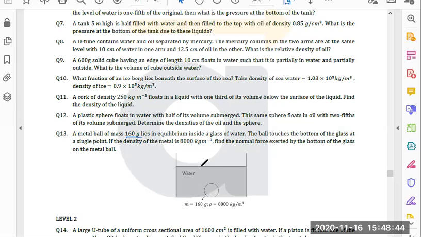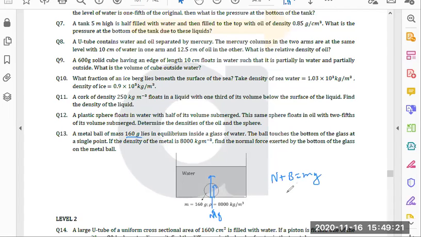Now, a metal ball of 160 gram lies in equilibrium inside a glass of water. The ball touches the bottom of the glass at a single point. If the density of metal is given, find the normal force exerted. So we know that mg will be in the downward direction, right? And then the upward force will be what? Buoyancy. So I can say that normal plus buoyancy is equal to mg.